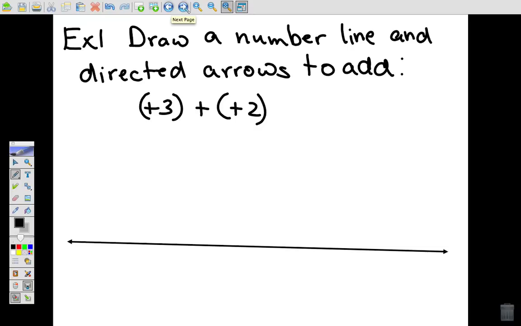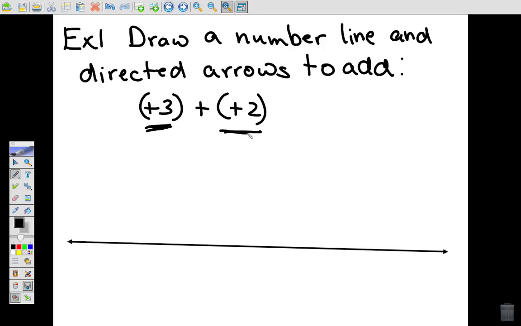Let's take a look at example 1. We're being asked to draw a number line and directed arrows to add +3 plus +2. Now, you have to understand what the directions are asking. What I have down below is a number line, and we're going to number this number line, and then we're going to use what are called directed arrows, and we'll talk about what those are.